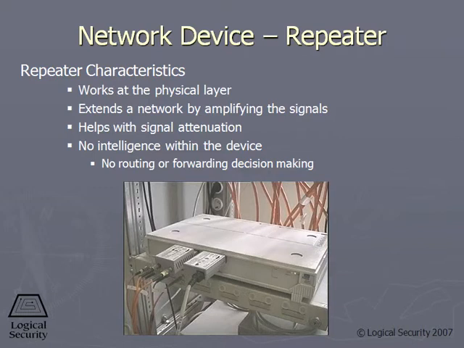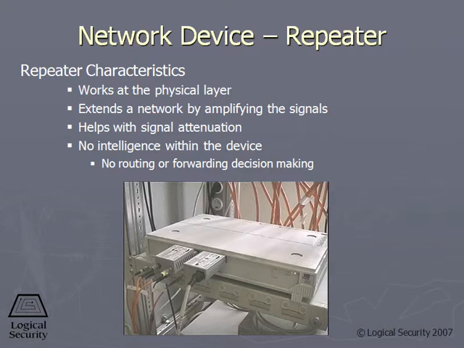And what happens at layer 1 is when the bits come down, they're put into some type of electricity. So over a copper wire, it's electrons that are moving back and forth. So a repeater is not going to read any header information, it's not going to read any trailer information, it doesn't have any intelligence. All it does is take the transmission and amplify it, which means it gives it more juice, and then sends it on.